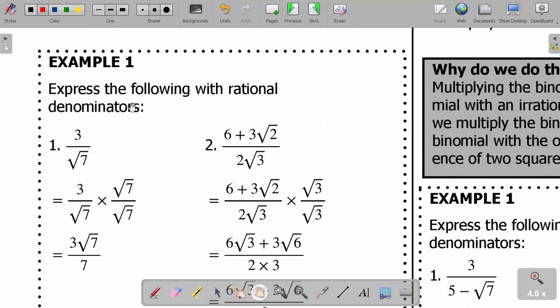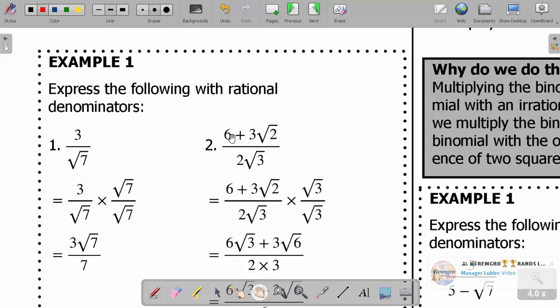Example 1, express the following with rational denominators. So this is 3 over root 7 multiplied by root 7 up and down. So when you multiply root 7 times root 7 gives us 7, and then on top it's going to be 3 root 7. Okay, so the answer is 3 root 7 over 7.